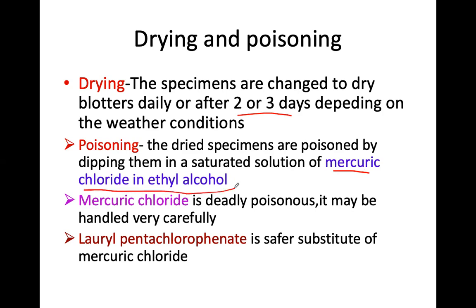So the dried specimens are poisoned by dipping them in a saturated solution of mercury chloride in ethyl alcohol. Mercury chloride is deadly poisonous. It must be handled very carefully; you have to use gloves when poisoning the plant specimens. Lauryl pentachlorophenate is a safer substitute for mercury chloride. You can also use these chemical substances for poisoning plant specimens.